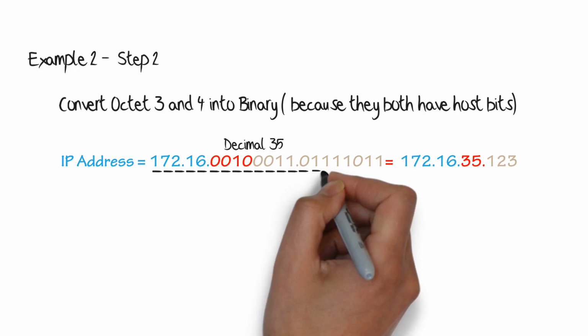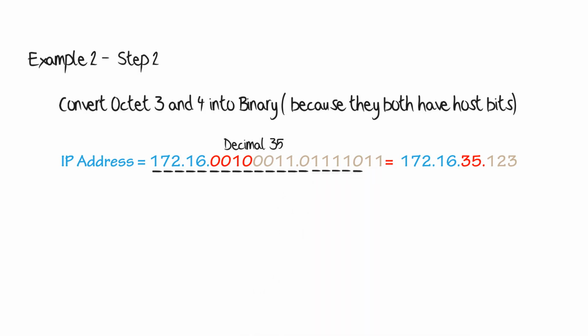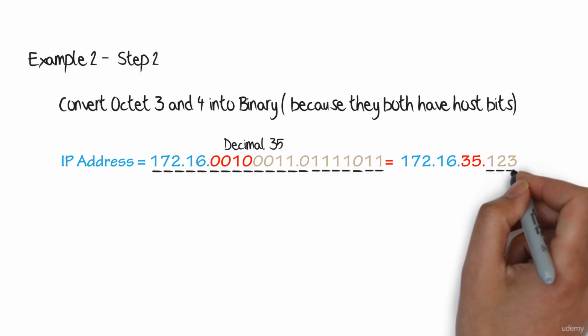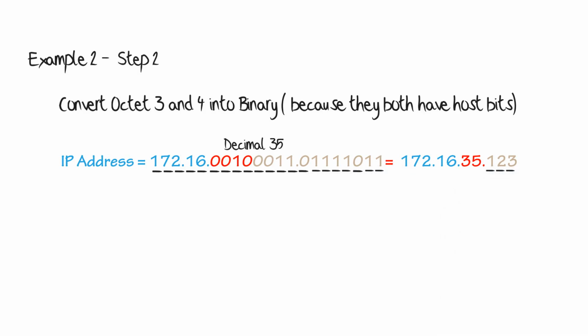0 followed by 4 binary 1s, followed by 0, followed by 2 binary 1s is the binary equivalent of decimal 123. So all we've done is convert 35 and 123 into their binary equivalents. Please see the binary section of this course if you're not sure how to convert decimal into binary and back again.